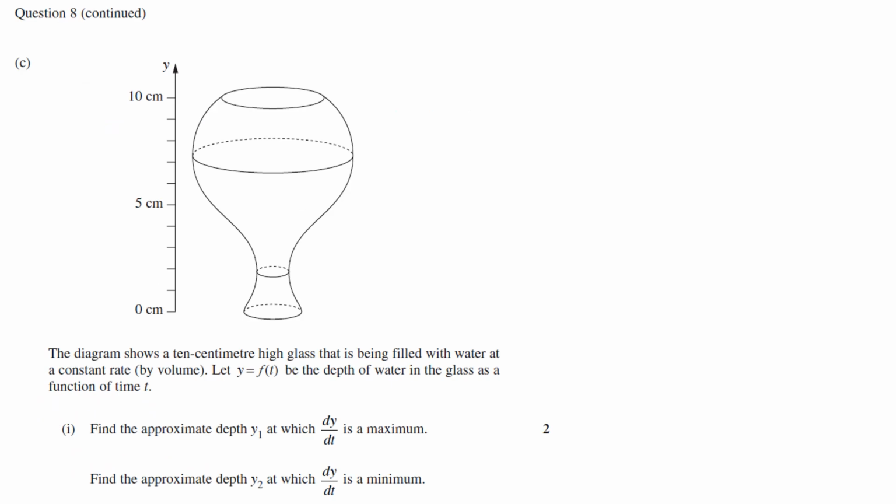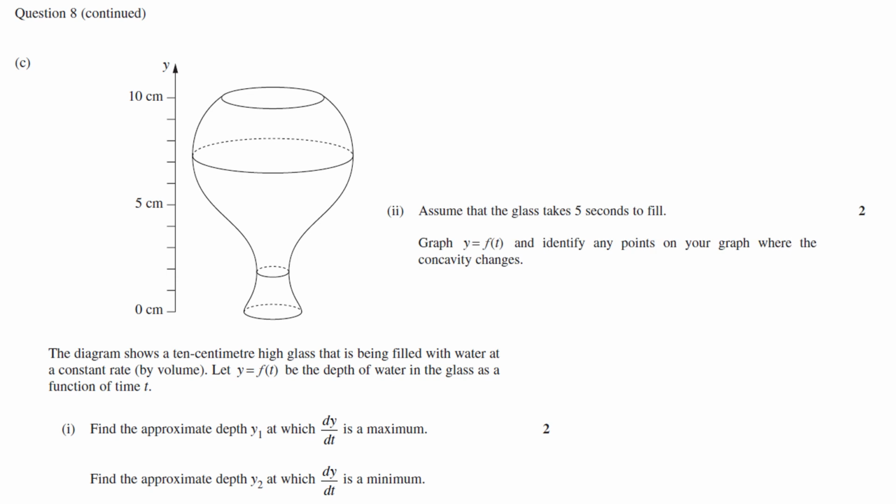Now this question is from quite a few years ago, and I'm not going to give you the answer till next lesson. The diagram shows a 10 centimetre high glass that is being filled with water at a constant rate by volume. Let y equals f of t be the depth of water in the glass as a function of time t. Part 1. Find the approximate depth y1 at which dy/dt is a maximum. Now this just means when is the depth increasing the most rapidly? And then find the approximate depth y2 when dy/dt is a minimum. When is the depth increasing the slowest?